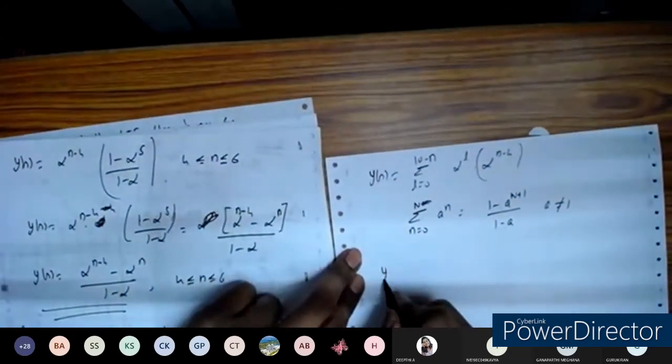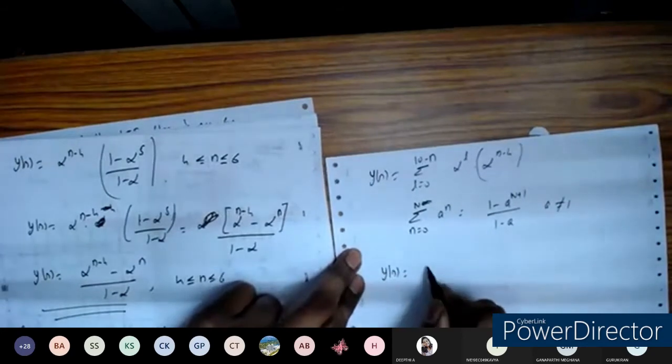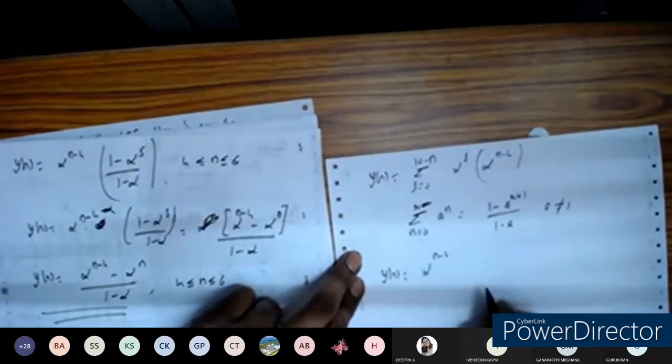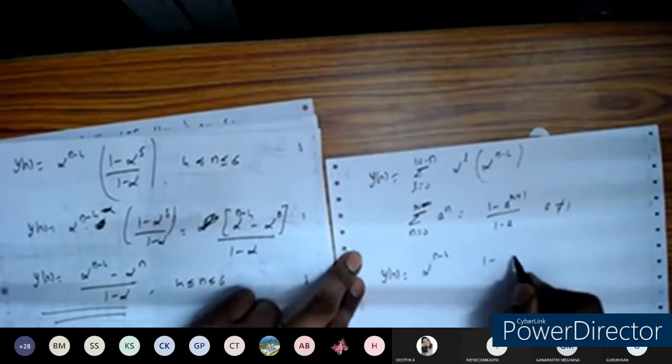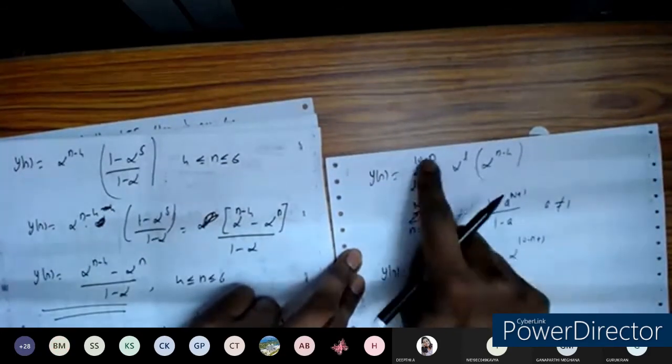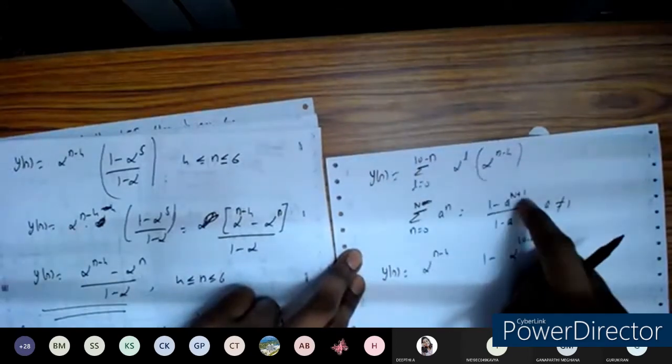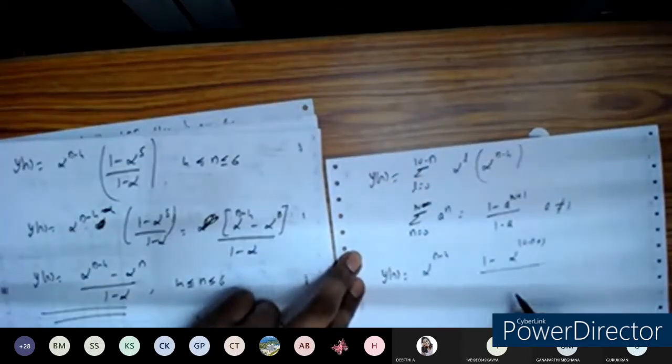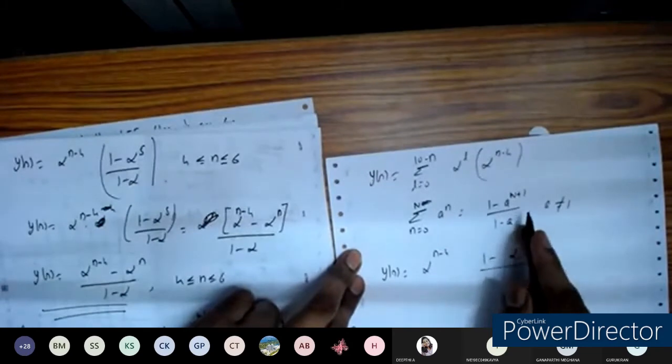Okay, so we are going to substitute y of n is equal to alpha to the power of n minus 4 times 1 minus alpha to the power of 10 minus n plus 1. So this is 10 minus n plus 1, divided by, the formula is correct now.